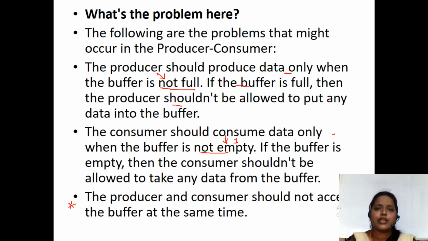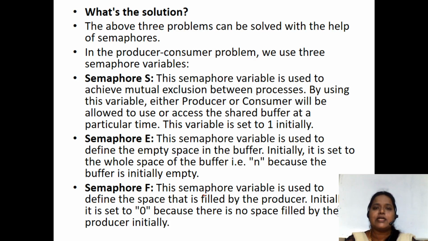And how are we going to achieve this? We are going to achieve this by making use of a semaphore. By making use of semaphores, we are going to solve this producer consumer problem. Here we are going to make use of 3 semaphores. So here we will have the semaphore S, and semaphore E.